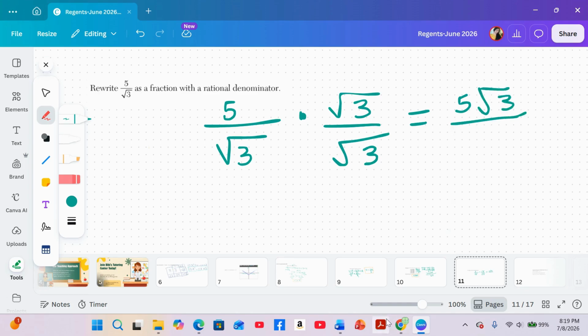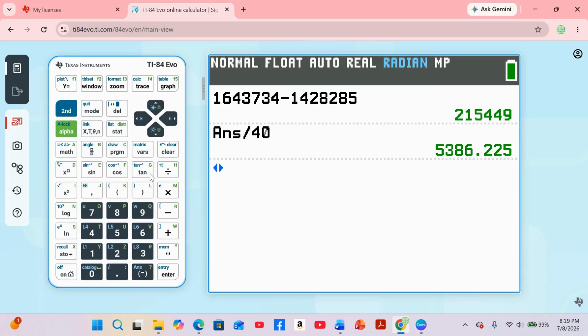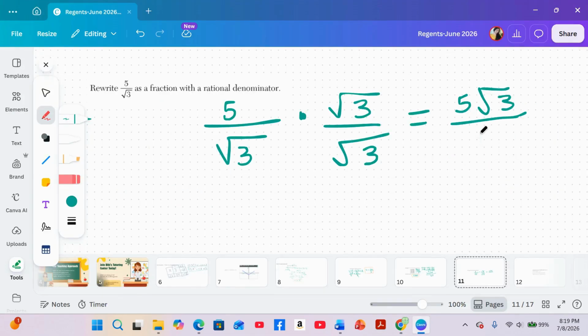over, and if we head over to the calculator, square root of 3 multiplied by square root of 3, it's 3. So now we have a rational number for the denominator, and this is your answer here.